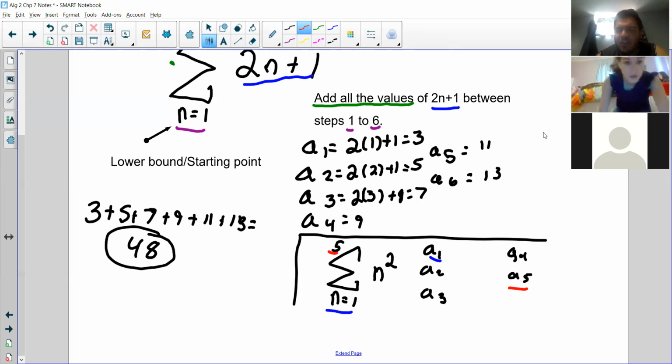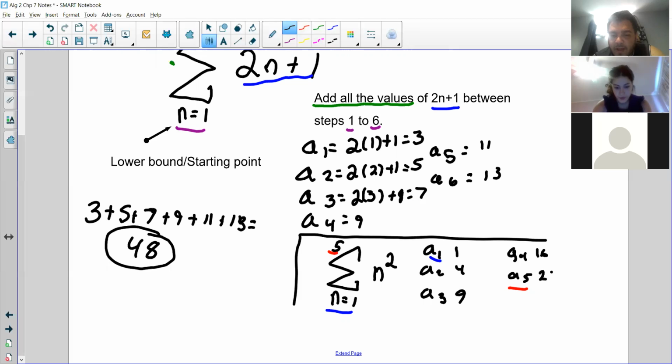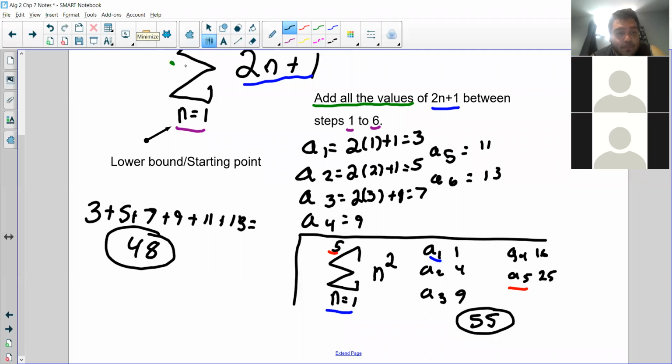So you plug it into that equation, n squared, and your values, Mariah, good job, should be 1, 4, 9, 16, and 25. You add that all together, you should get 55. Good job, everyone. No problem, Mariah. Okay. All right. So that's the basis of sum notation.